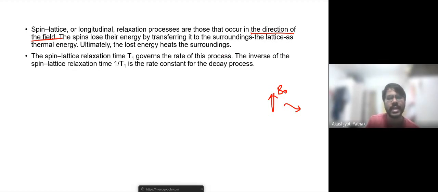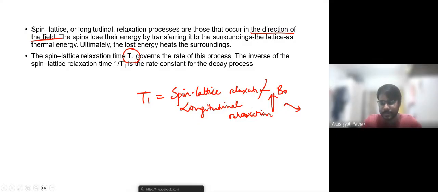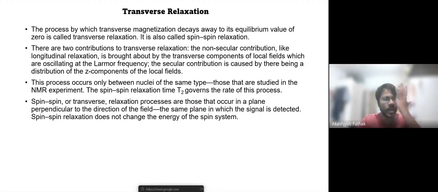The spin lattice relaxation time is called T1. T1 is spin lattice relaxation, also called longitudinal relaxation. Longitudinal relaxation means that after you have applied an external magnetic field, the time that the nuclear magnetic moments take to achieve the equilibrium magnetization is called T1. Now coming to transverse relaxation.